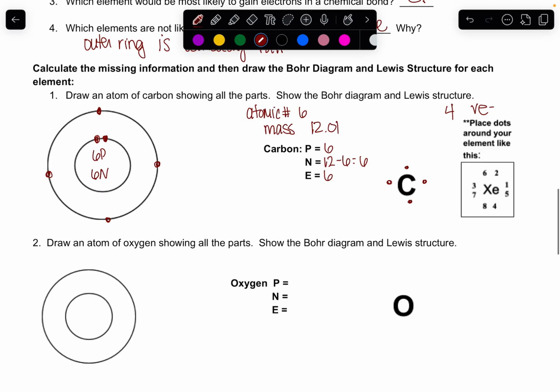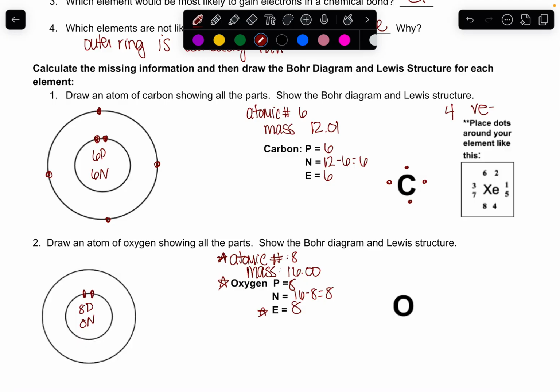Number 2, oxygen. Oxygen has an atomic number of 8 and a mass of 16.00. My atomic number is 8. My protons and my electrons are also 8. And my neutrons is 16 minus 8, which gives us 8 neutrons. In my nucleus, I have 8 protons and 8 neutrons, and I'm going to place my 8 electrons.